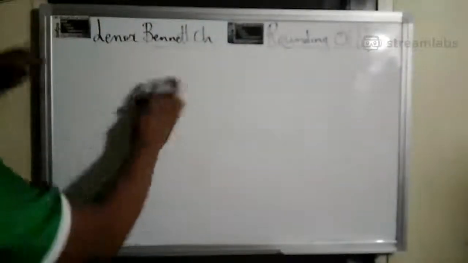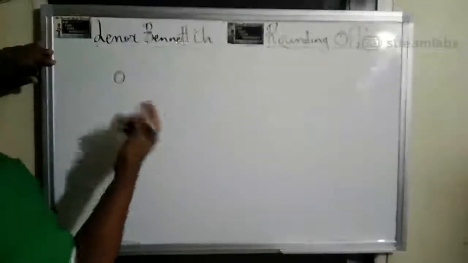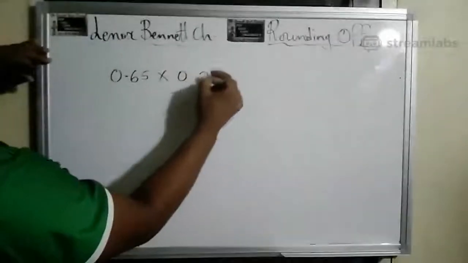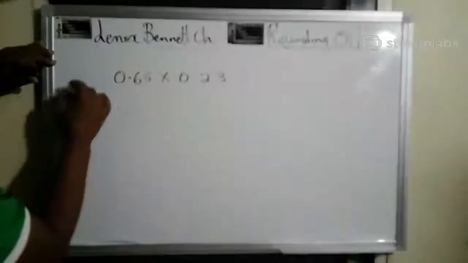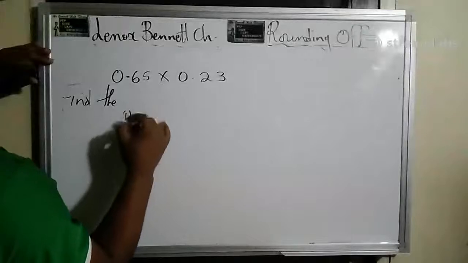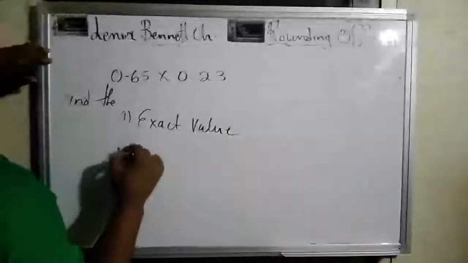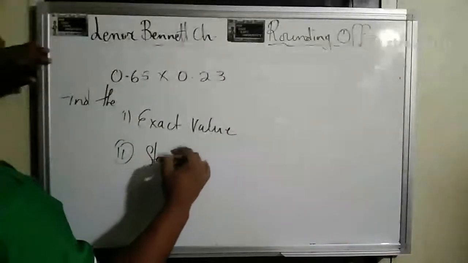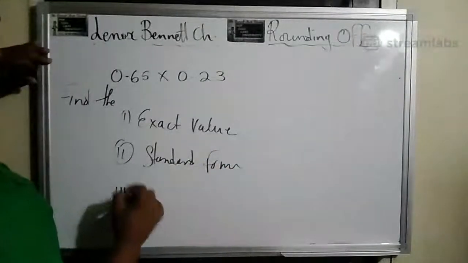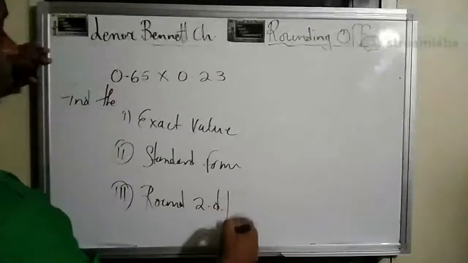Alright. So this is a past paper question. And I'm going to show you how easy CSEC can be if you just work with someone like me. So it says find: one, the exact value; two, standard form; and three, round off to 2 decimal places.